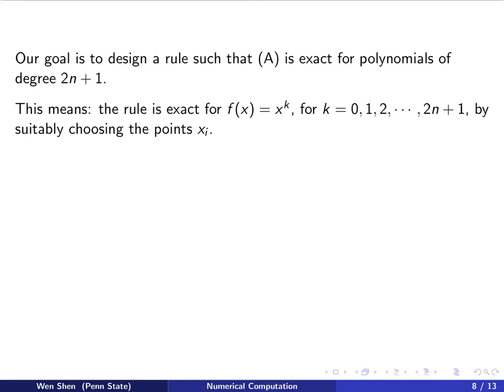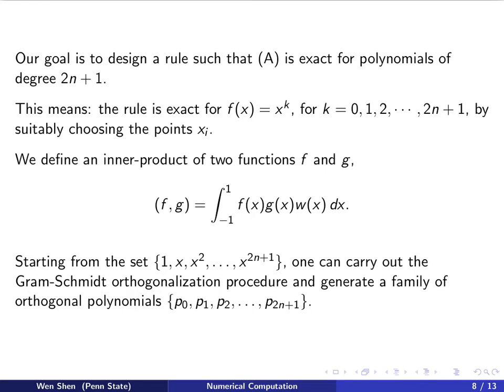Now our goal is to design a rule such that formula A is exact for polynomials of degree much higher, and in fact we want it to be degree 2n+1. This means the rule is exact for f(x) equal to x to the power k, for k from 0, 1, 2 all the way to 2n+1. We want to achieve this by suitably choosing the points xi.